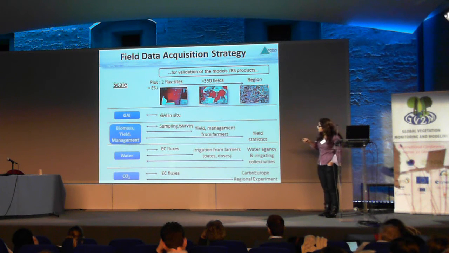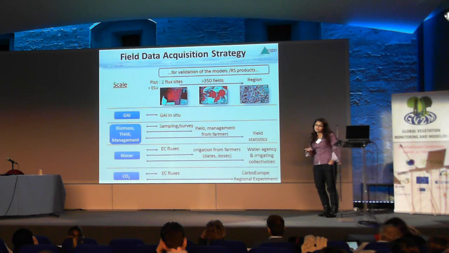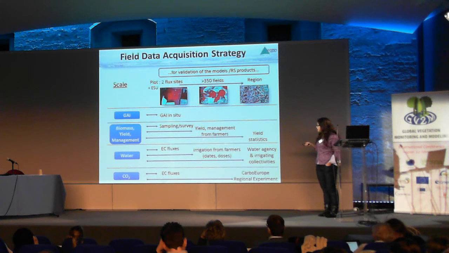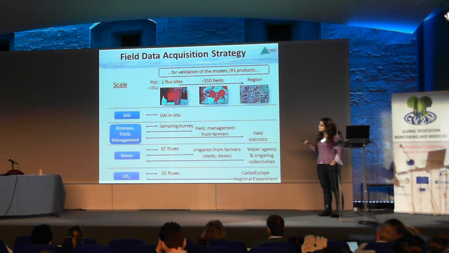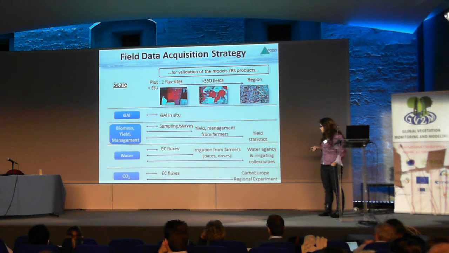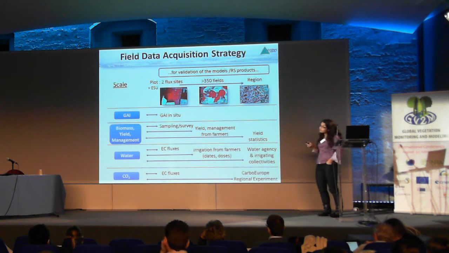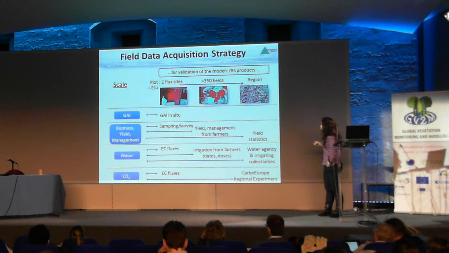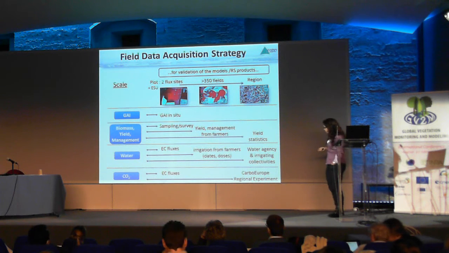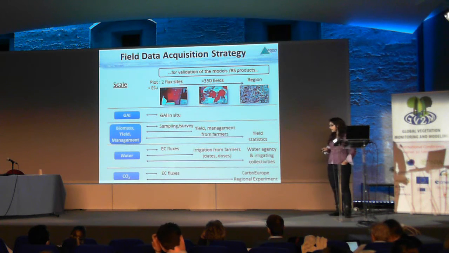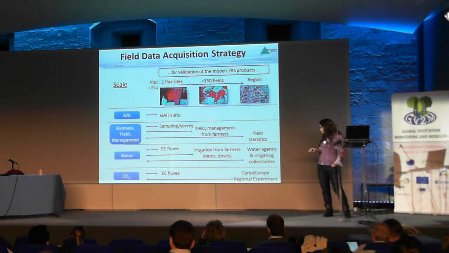And we can say the same for water. We compare at the plot scale with the eddy-covariance fluxes, and then irrigation from the farmers, and so on. And for the CO2 fluxes, we compare with our eddy-covariance fluxes. At an intermediate scale, we have some gaps. At the regional scale, we are able to compare maybe with data from the CarboEurope Regional Experiment.